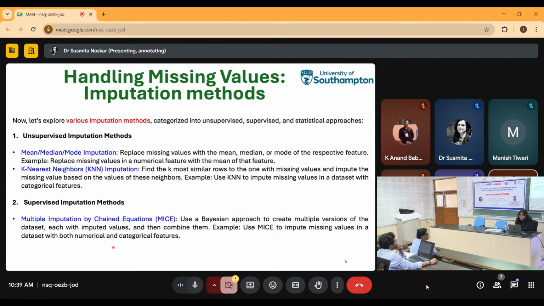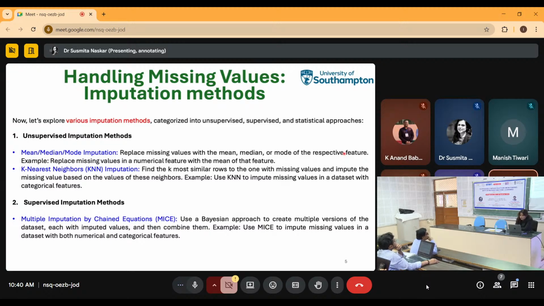So what happens in the unsupervised method? Each of these methods can also be divided into a few sub methods. So the unsupervised method can be divided into two methods. One is mean, median or mode imputation, and another one is the k nearest neighbors. We also call it KNN imputation. So what happens in mean, median or mode imputation? This is a very fast and simple method, and this replaces the missing numerics with the mean or median depending on what is available, and categorical values with the mode. So it's fine with MCAR.